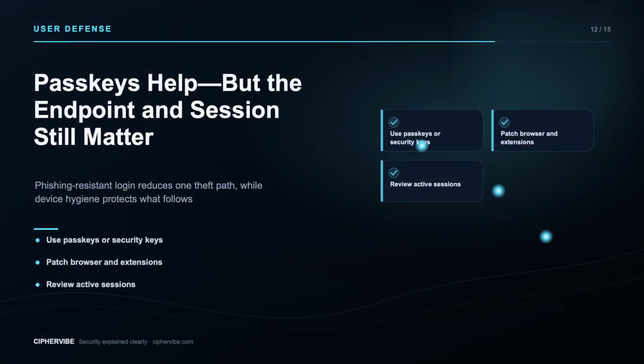Use phishing-resistant MFA such as passkeys or security keys where available. Keep the browser and operating system patched, remove unnecessary extensions, and treat unexpected sign-in prompts as hostile. Review active sessions and recent account activity. Stronger authentication blocks many credential attacks, but the endpoint and the session remain part of the security boundary.